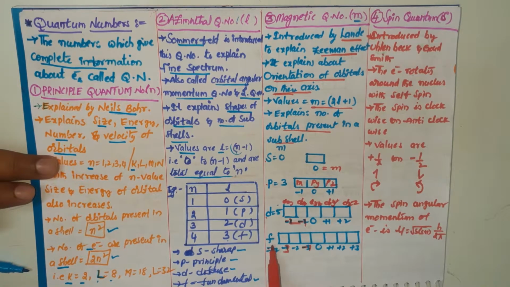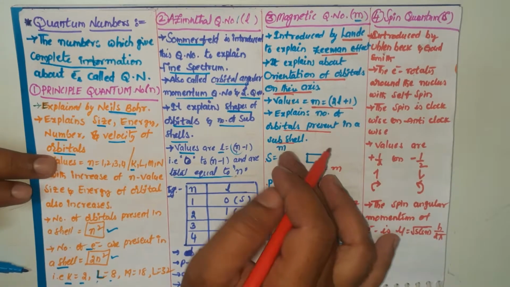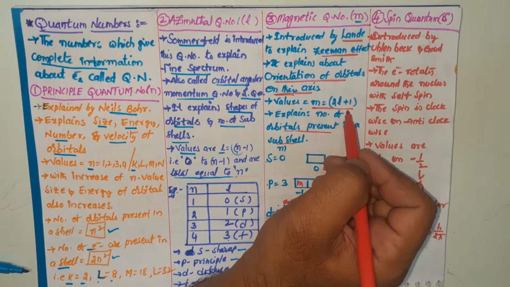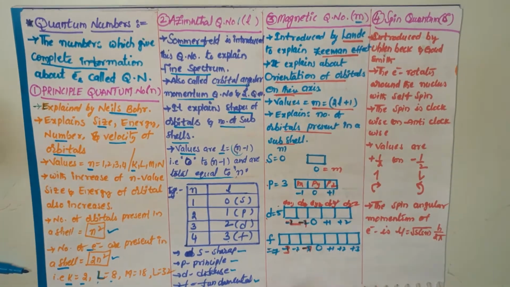Okay, students. Next, the f orbital has 7 orbitals. The f subshell has m values 0, plus 1, plus 2, plus 3, minus 1, minus 2, minus 3. Like this, the m values depend on the L value. That is the 2L plus 1 formula; we calculate the m values with it.